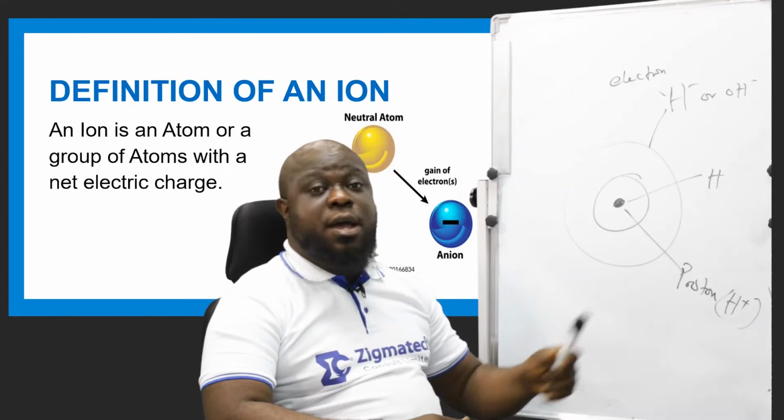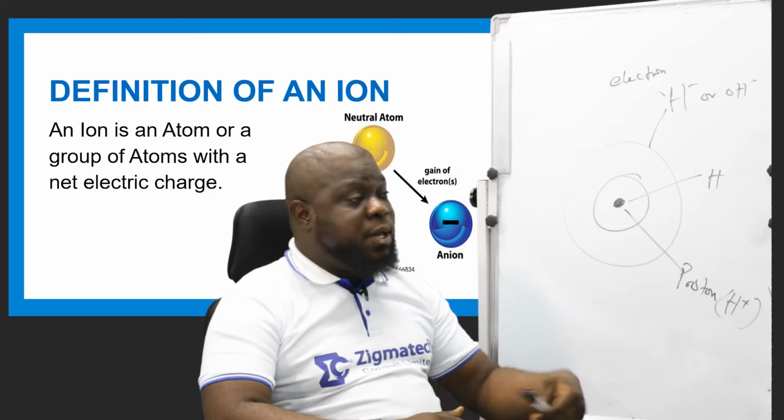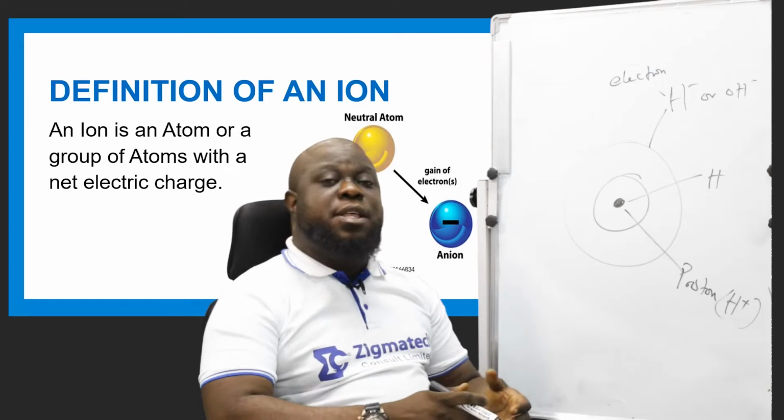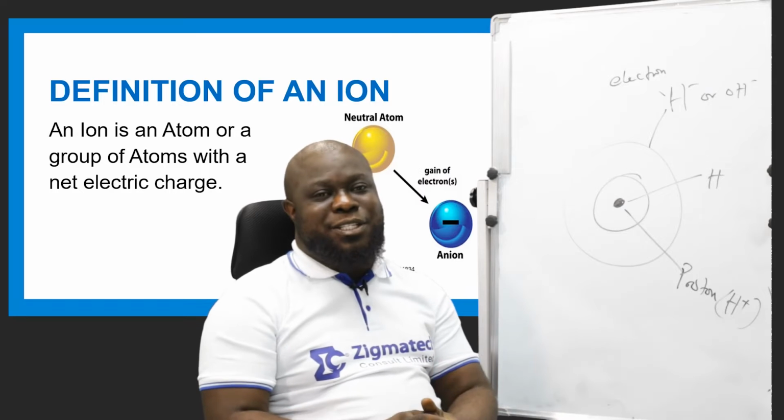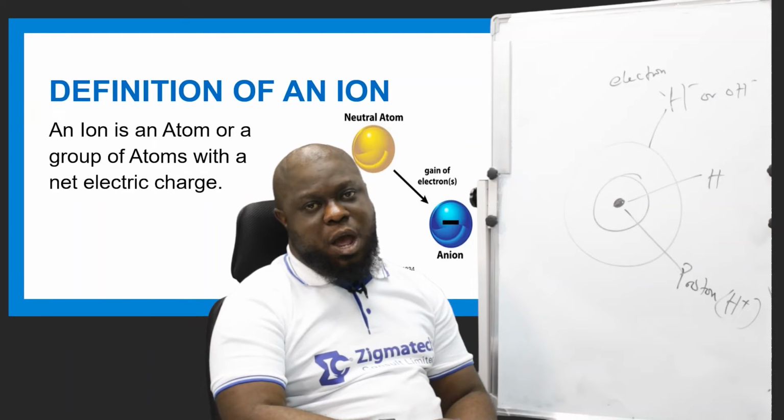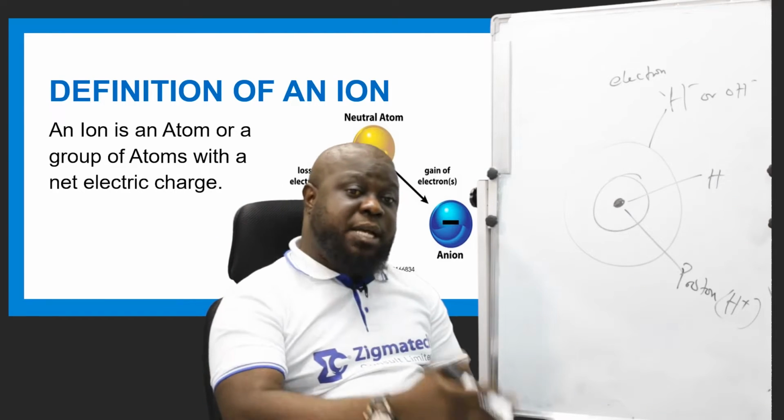It must have a negative. Before James Chadwick came and knew that if the hydrogen has a positive and it has a negative, it must have a middle, which is a neutral. We talked about that in the atom.